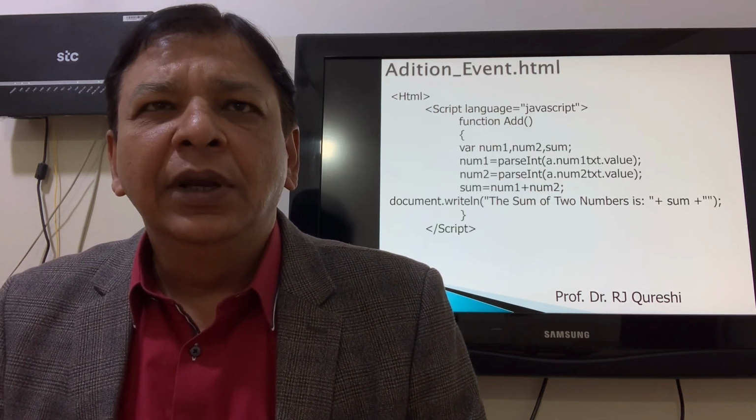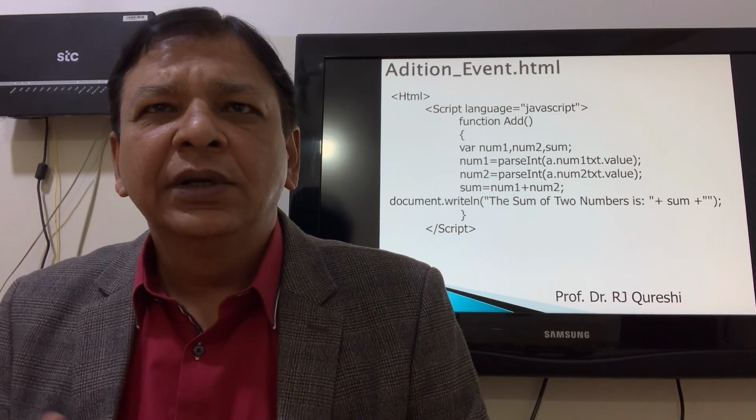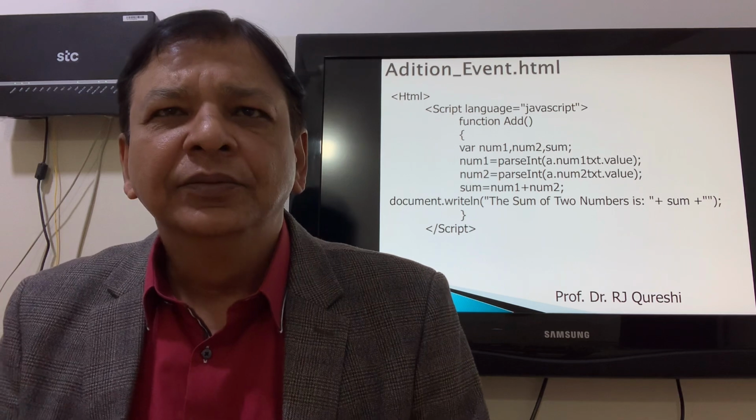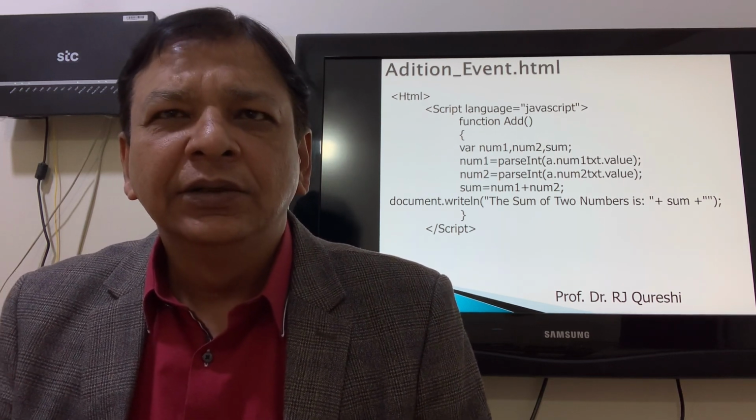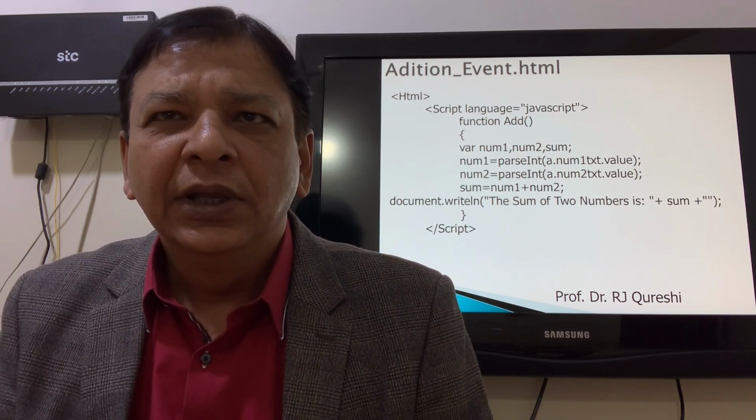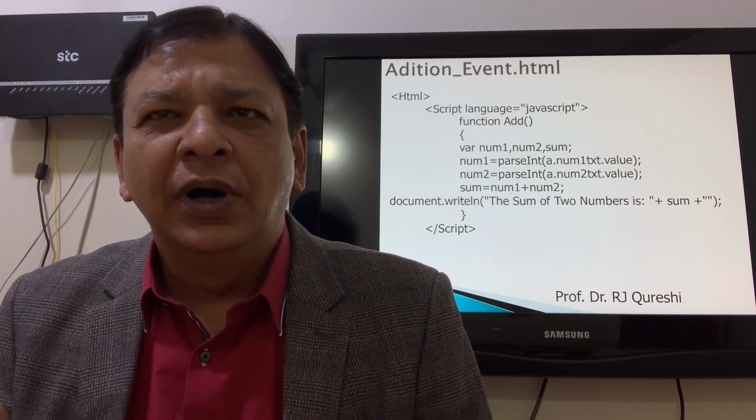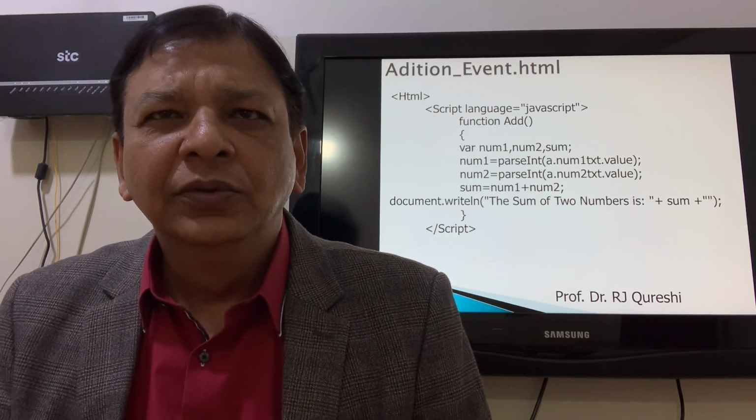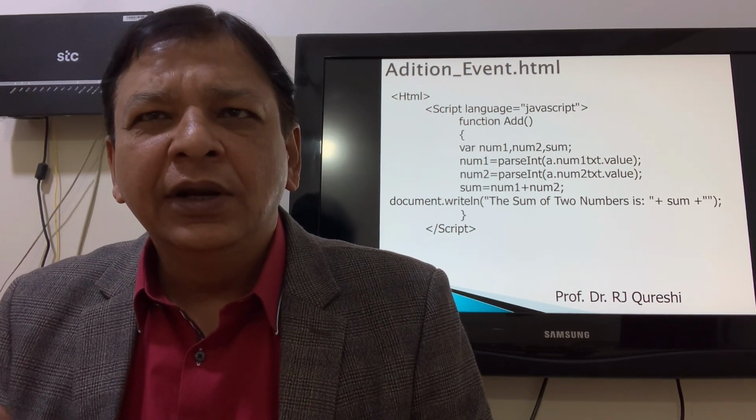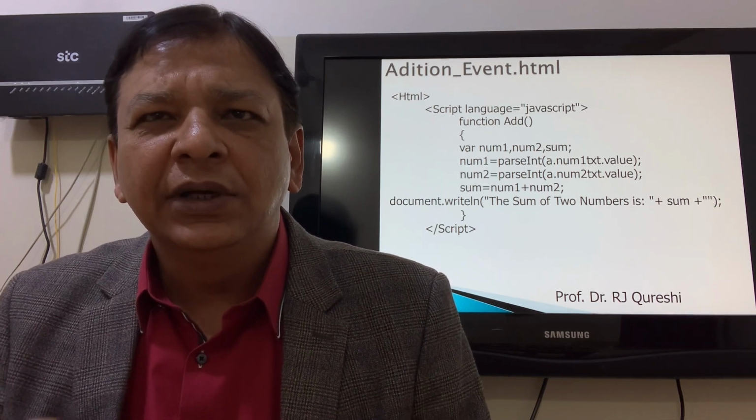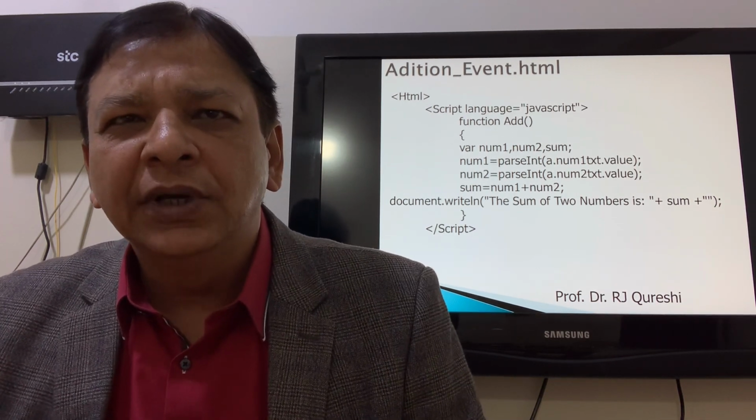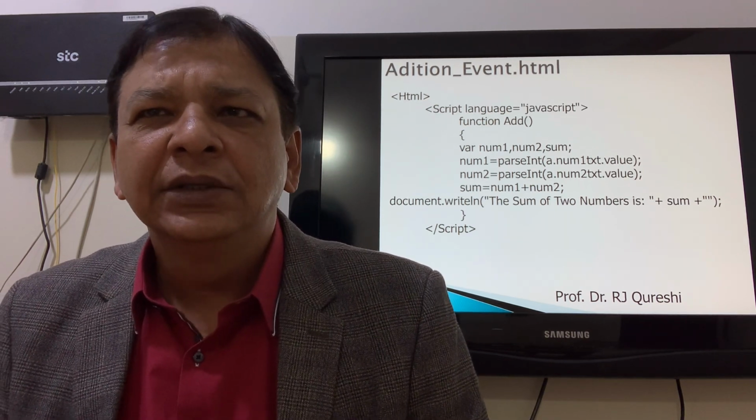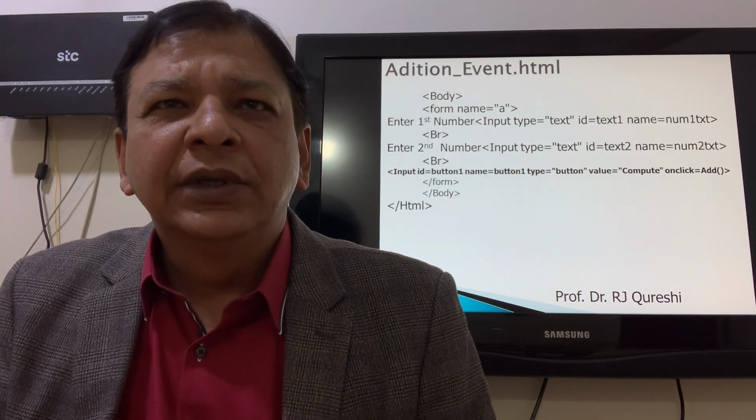Addition event.html. Script language is equal to JavaScript. Function add. var variable num1, num2, sum. Num1 is equal to parseInt to process into integer, a is the form name dot num1 txt dot value. Num2 is equal to parseInt a dot num2 txt dot value. Sum is equal to num1 plus num2. document dot writeln to declare a statement. The sum of two numbers is the variable sum, and we close the script.